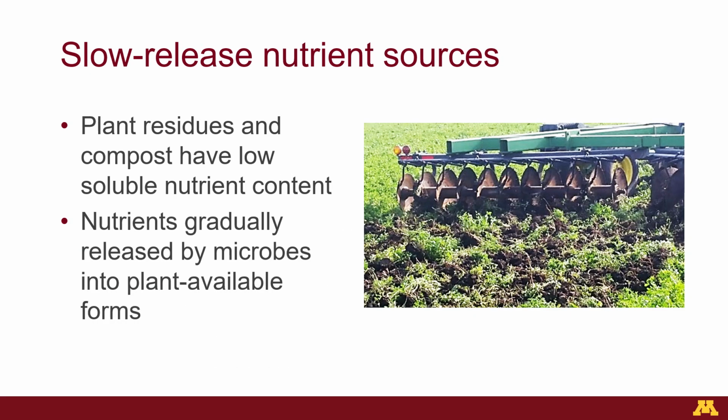In general, the materials that are used for soil fertility in organic farming are slow-release nutrient sources. Materials like plant residues and compost have low concentrations of soluble nutrients compared to synthetic fertilizers. Instead, their nutrient content is released over the course of months to years into plant-available forms through microbial decomposition processes. In this photo, we show a cover crop being disked into a field where it will provide organic matter to the soil.